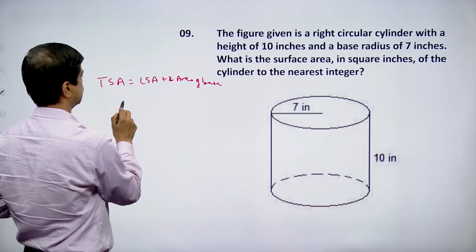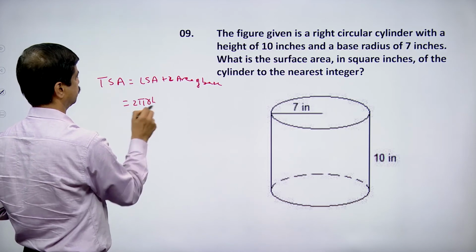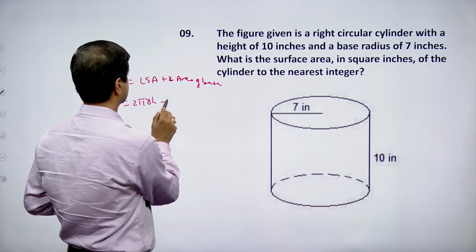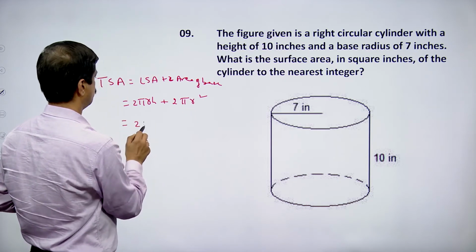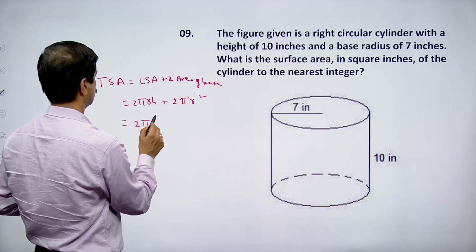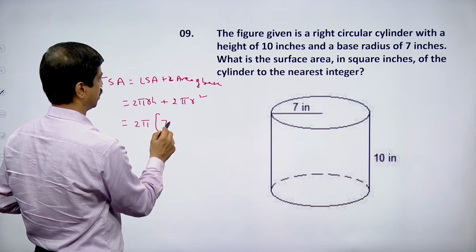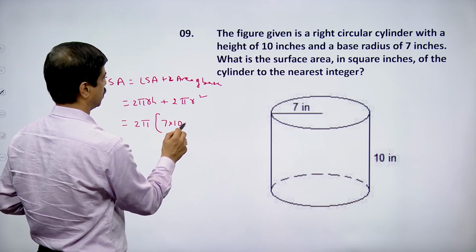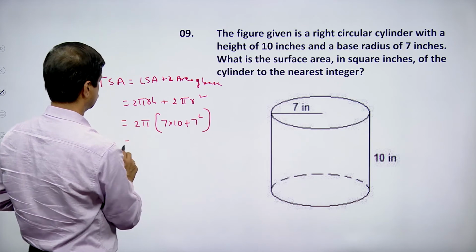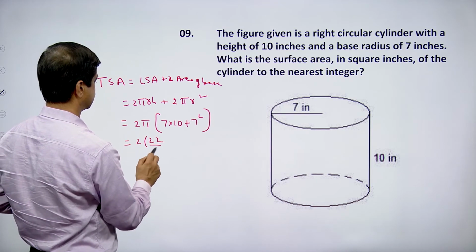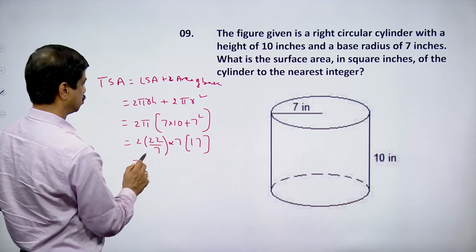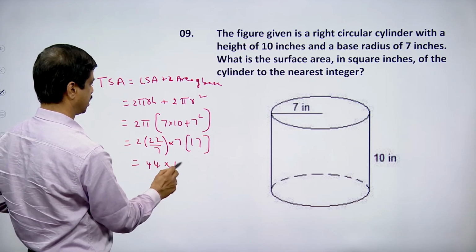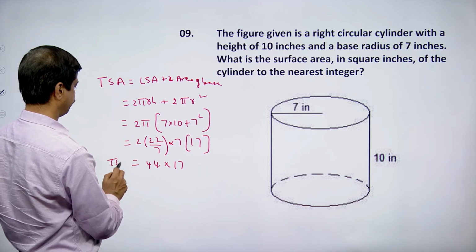LSA is 2 pi r h, plus 2 times area of base, which is pi r square. 2 pi you take common. So, r is 7 into height 10 plus 7 square. So, 2 into 22 by 7 into 7, if you take common, you will get 17. So, 44 into 17 is the TSA.